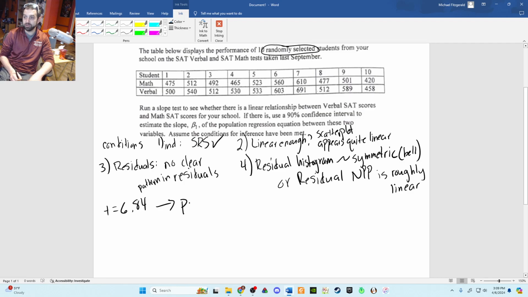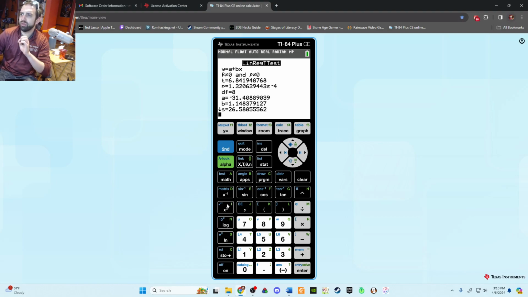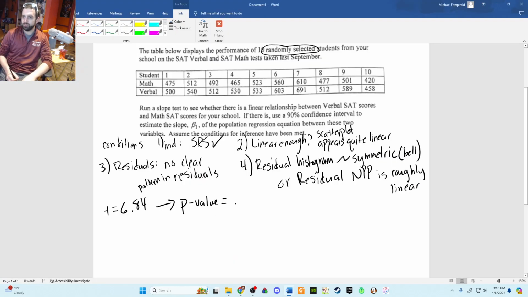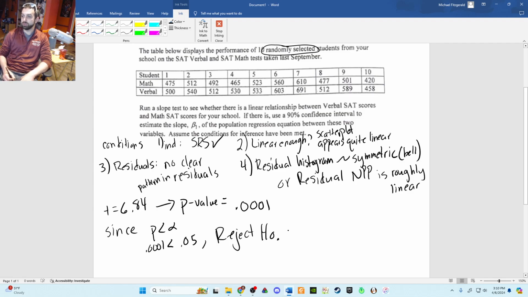Which gives a p-value of 1.3 times 10 to the negative 4. The negative 4 means 3 decimal places, 0.0001. So in this case, it actually wouldn't have mattered if alpha was 0.05 or 0.10. So, we would conclude by saying since our p-value is less than alpha, we reject the null.